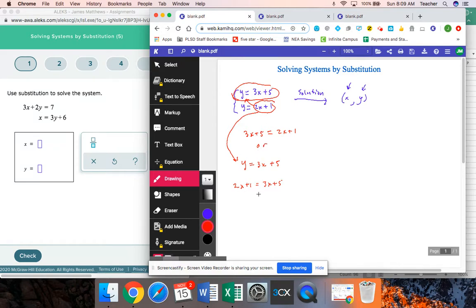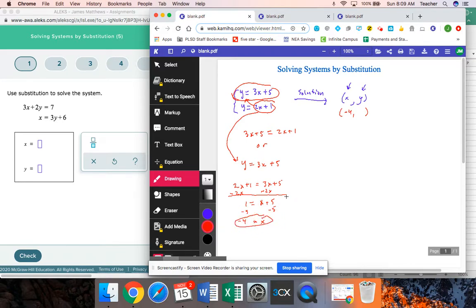All right, I can solve this one. This one isn't too tough to solve. We did this a while ago. Let me subtract 2x from both sides. So that 1 is equal to x plus 5. And when I subtract 5 from both sides, I'll find that x is equal to negative 4. All right, so far in my solution, I have negative 4.